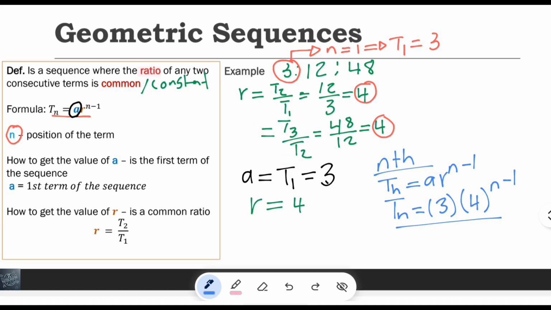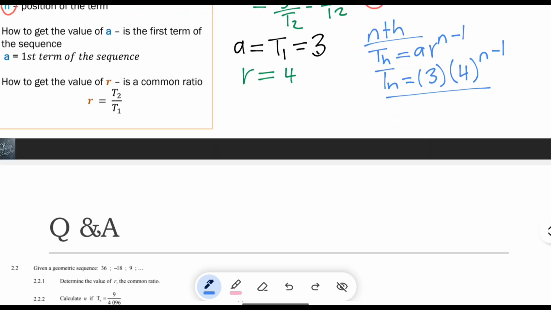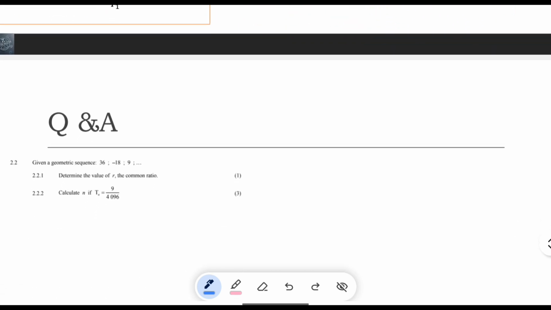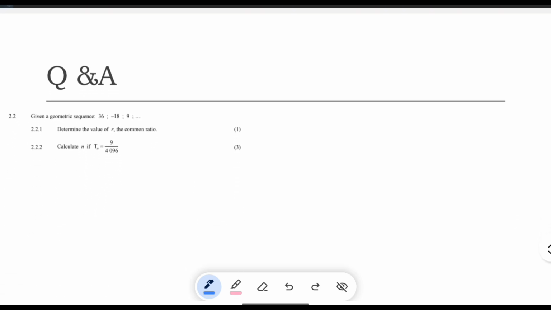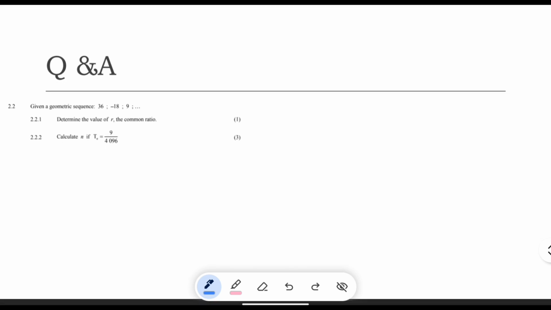Okay, now let's go through an example of a geometric sequence. Given a geometric sequence: 36, minus 18.